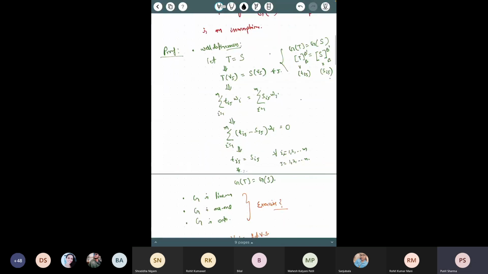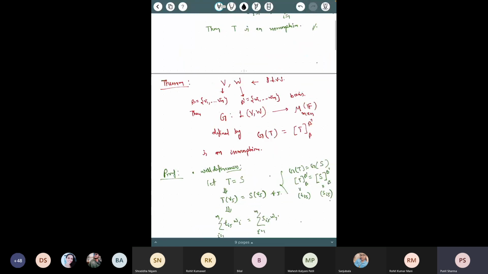So what is the dimension of this L(V, W)? M into N. Because we have proved that V and W are finite dimensional if and only if there is an isomorphism between them. We have an isomorphism, so the dimension of this is equal to the dimension of this. We know that the dimension of the space of M cross N matrices is equal to M times N. So the same would be for this.